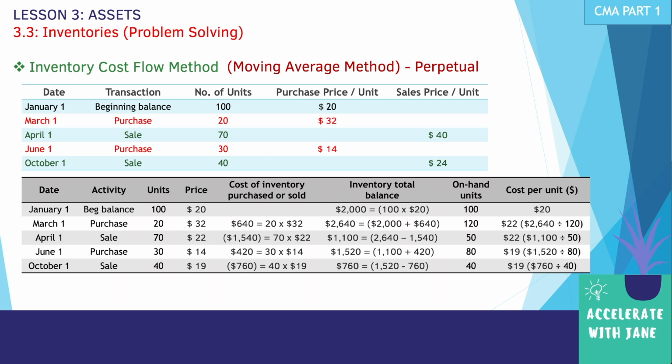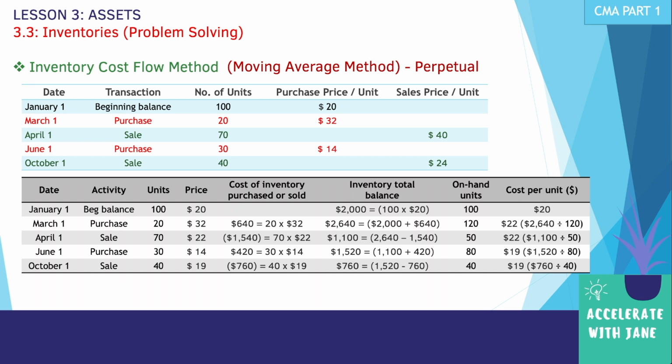Now, to get the cost per unit, we simply divide the total cost of the inventory as of March 1 by the total number of units on hand as of March 1. So 2,640 divided by 120 gives $22, which is the cost per unit. On April 1, the company sold 70 units. As of March 1, the cost per unit is $22. Here, we multiply the 70 units of goods sold by the cost to date, which is $22. Therefore, the cost of inventory sold as of April 1 is equal to $1,540.